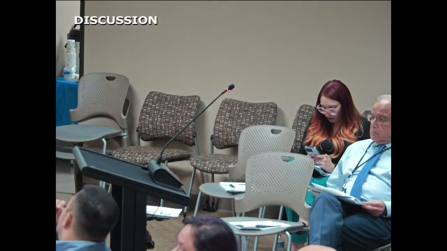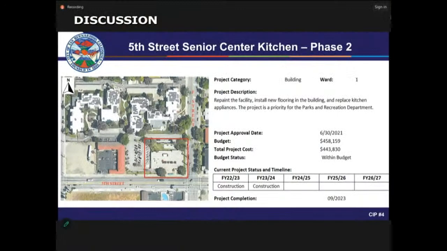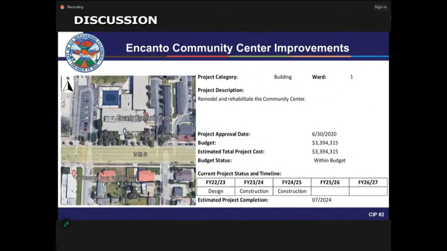The Encanto Community Center improvement project includes the remodeling and rehabilitation of the community center, including the gymnasium, offices, and the pool area. Staff has been working closely with the Park and Rec department to finalize the design of the project. And we're expecting the completion of this project to be July 2024. That's for design, or is that for everything, construction and all that? The 7/20/24 is for completion of construction.